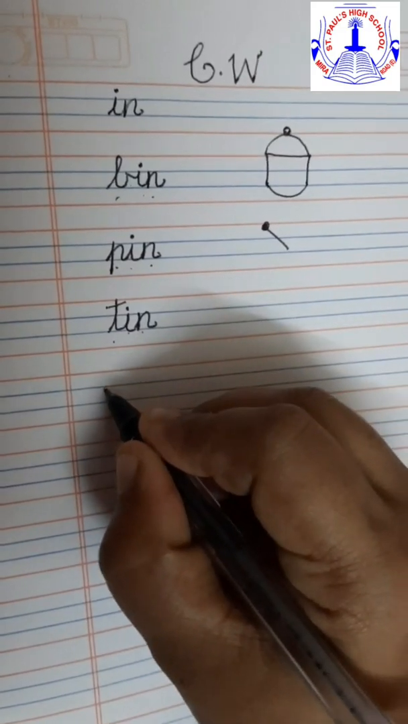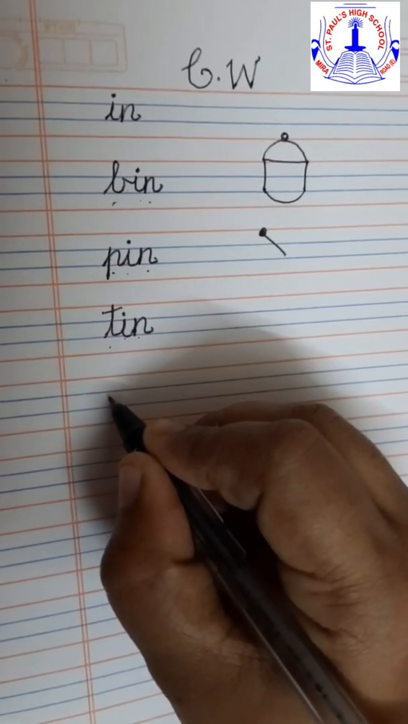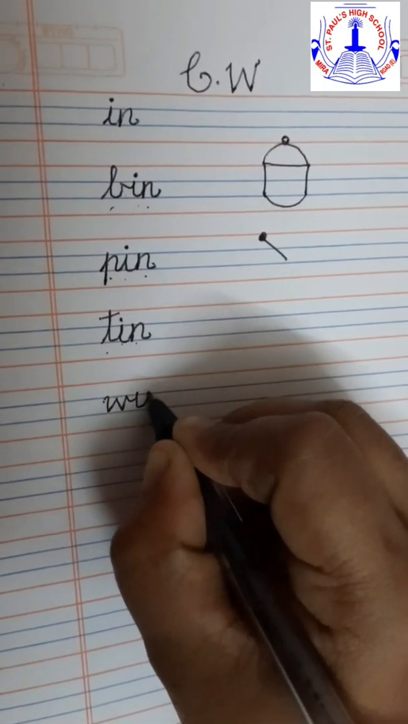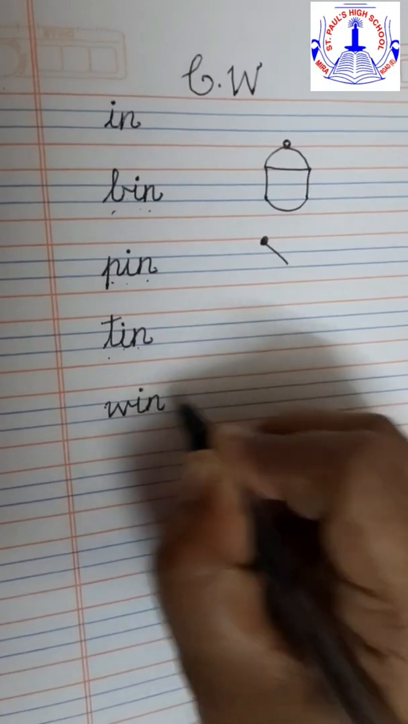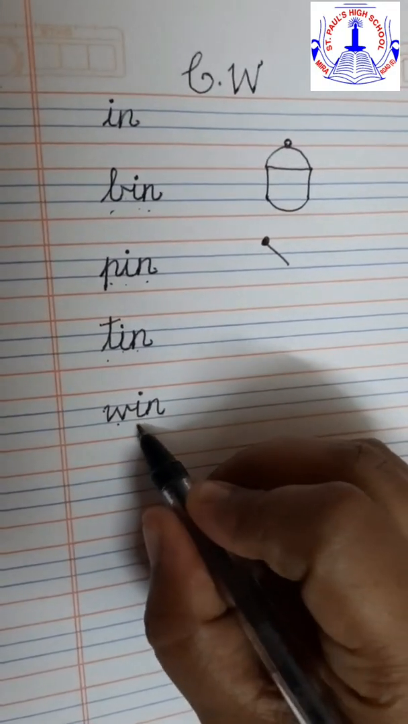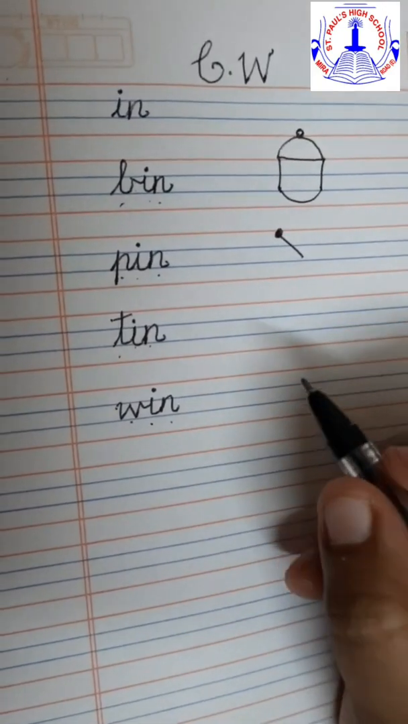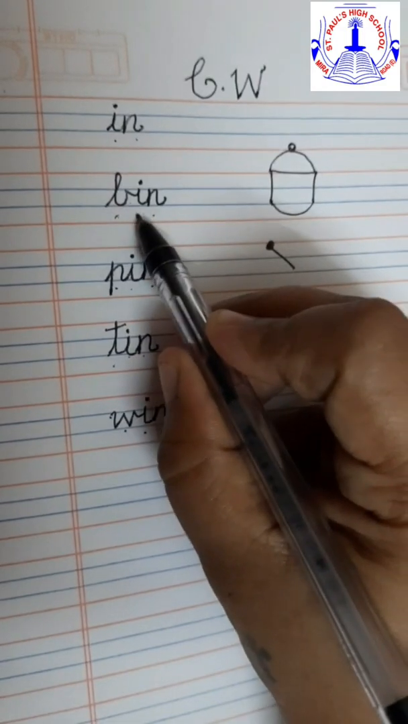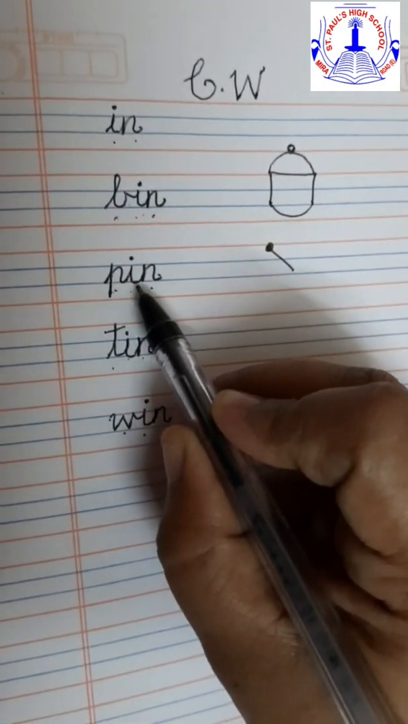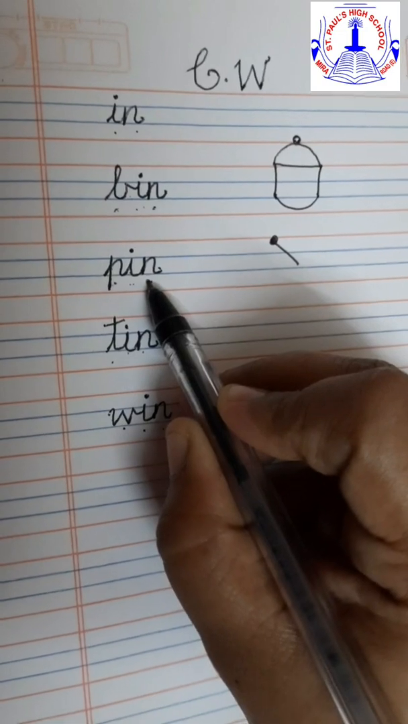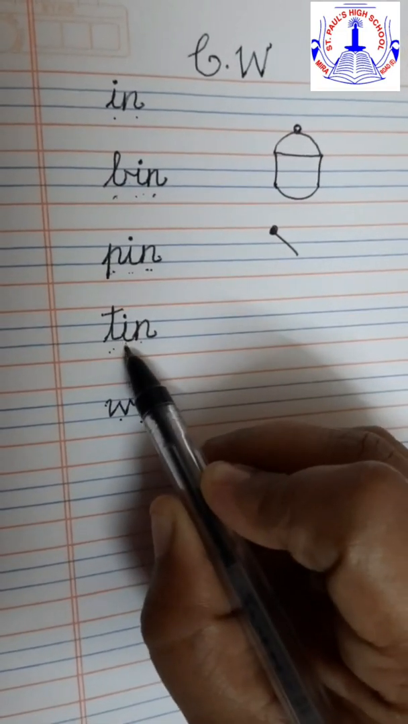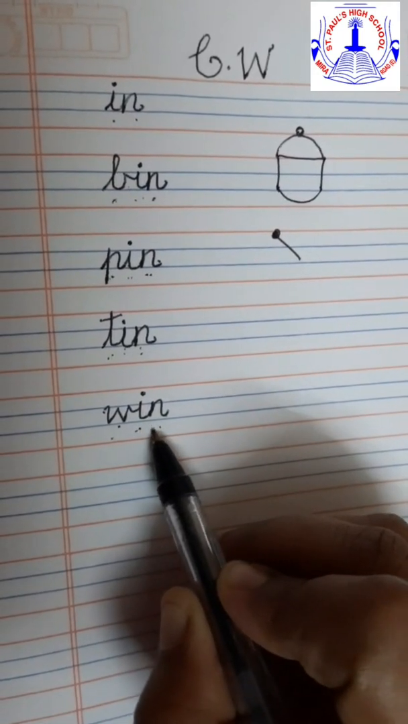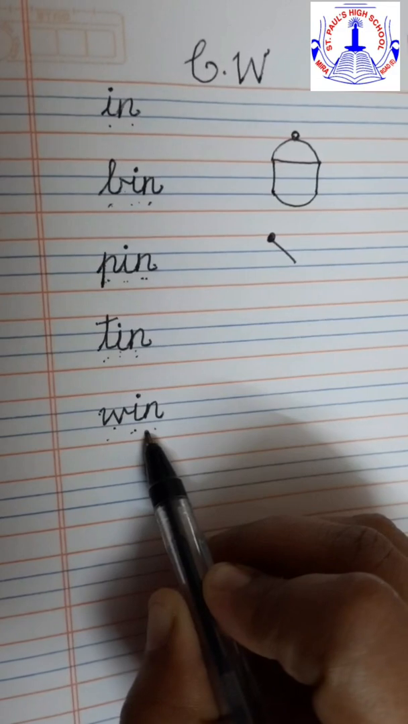The last word is W, I, N, win. W sounds W, IN, in. WIN, win. Okay. So IN, in. BIN, bin. PIN, pin. Next is TIN, tin. WIN, win.